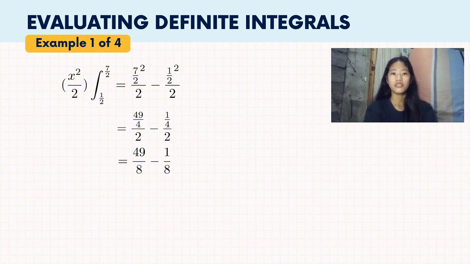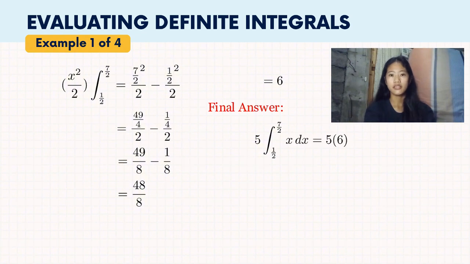That is 49 minus 1 equals 48, which is divisible by 8. So simplifying this leads us to 6. But wait, we still have that 5 factored out. Our final answer will be 5 times 6. This means that the definite integral of 5x from 1/2 to 7/2 is 30.